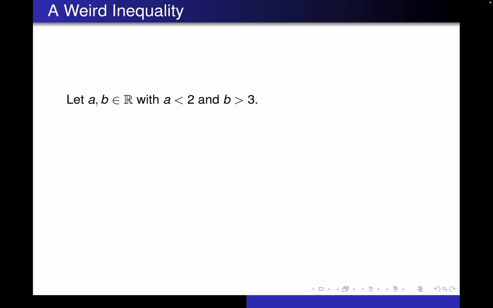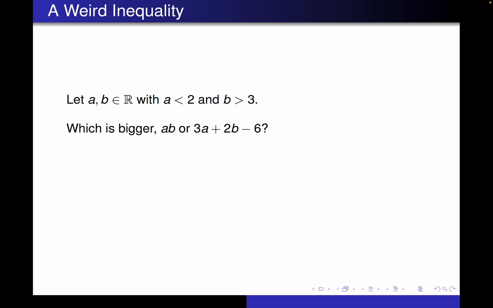So here's our example. Let a and b be real numbers, and suppose that a is less than 2 and b is greater than 3. And the question I want to ask is, which is bigger, a times b or 3a plus 2b minus 6?